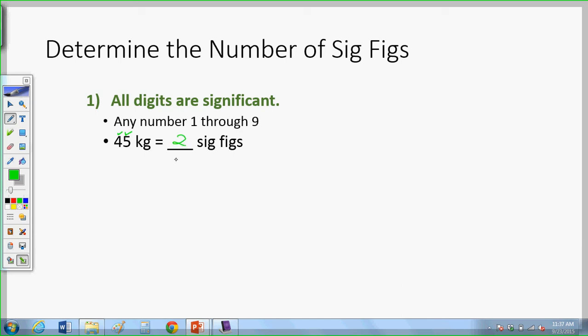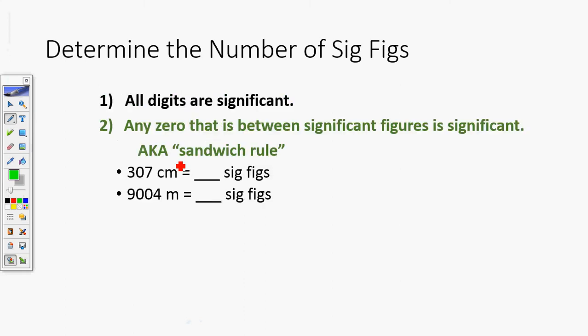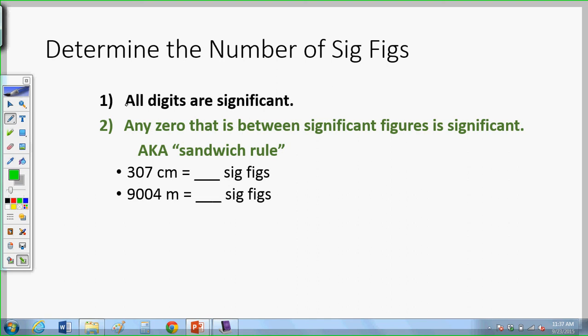Let's move on to the second rule, where it gets a little bit more complex. In the second rule, I'm still going to apply the first rule, but in addition to that, any 0, so we're starting to talk about something that's not a digit, is going to be significant if it's between significant figures. That is something I call the sandwich rule. Let me show you how that applies.